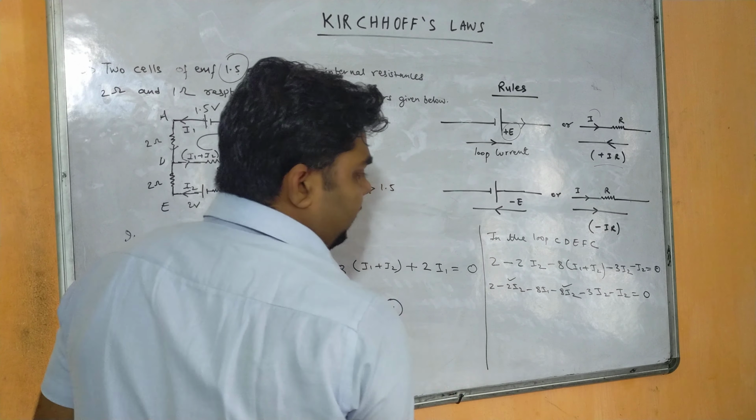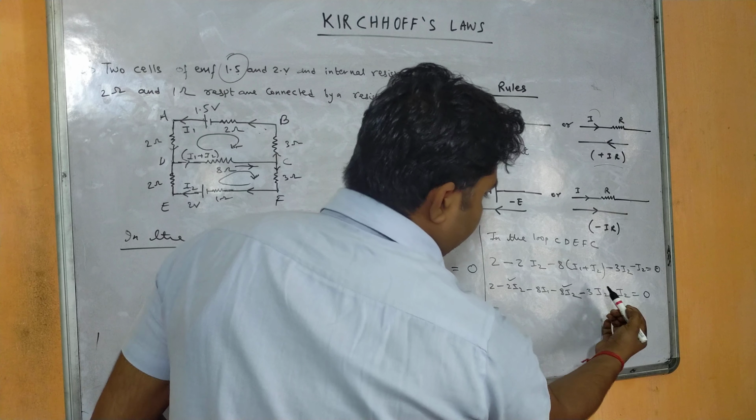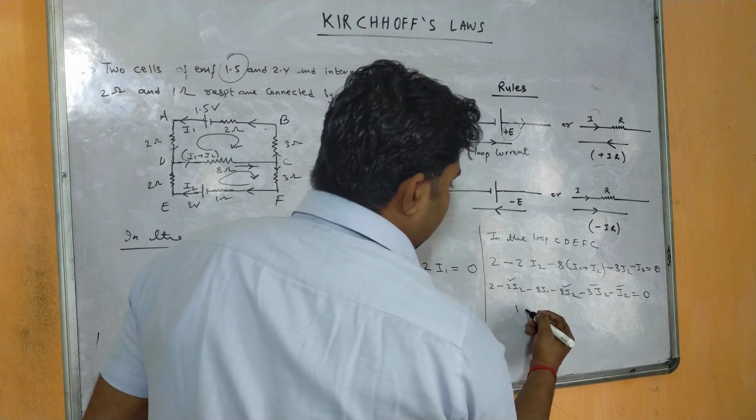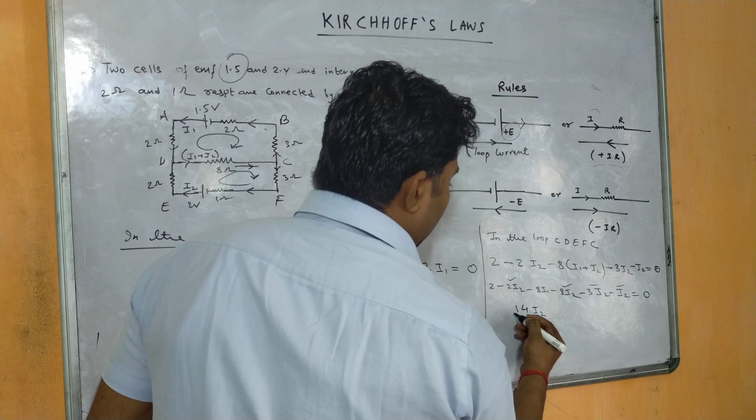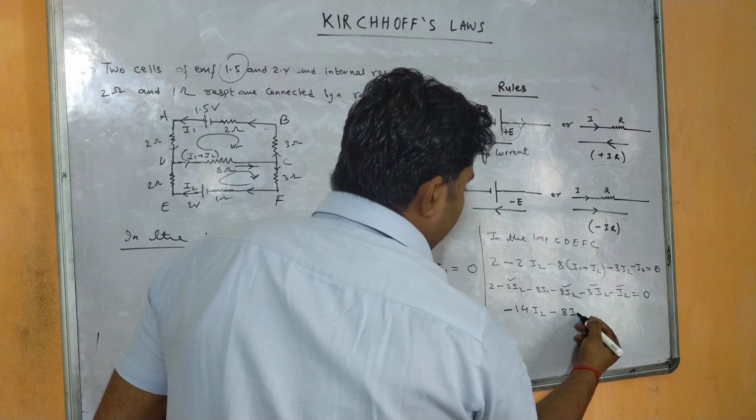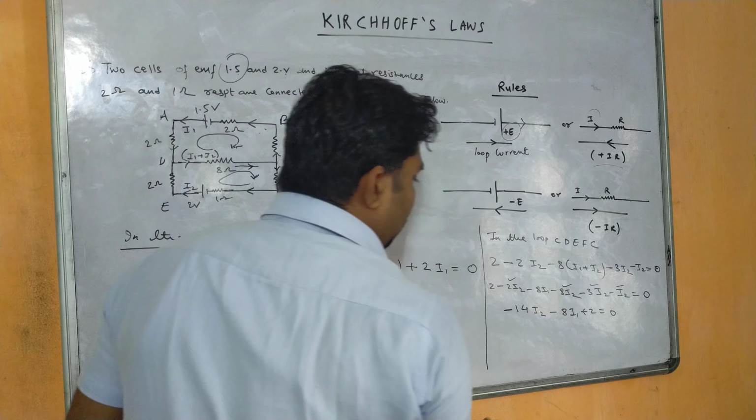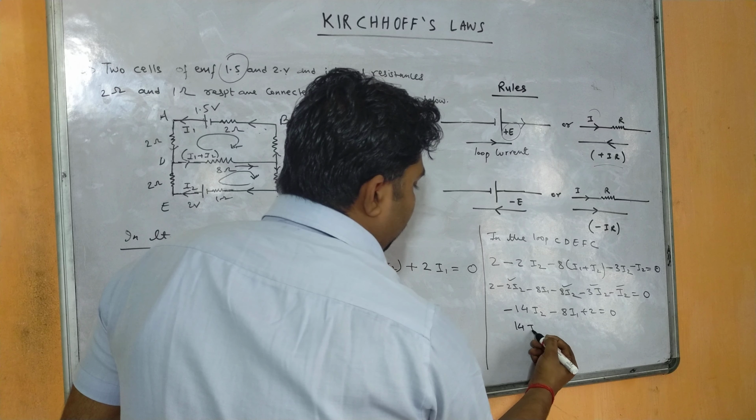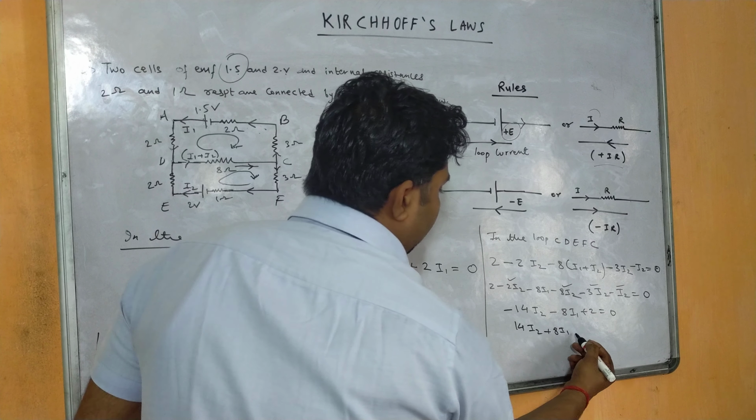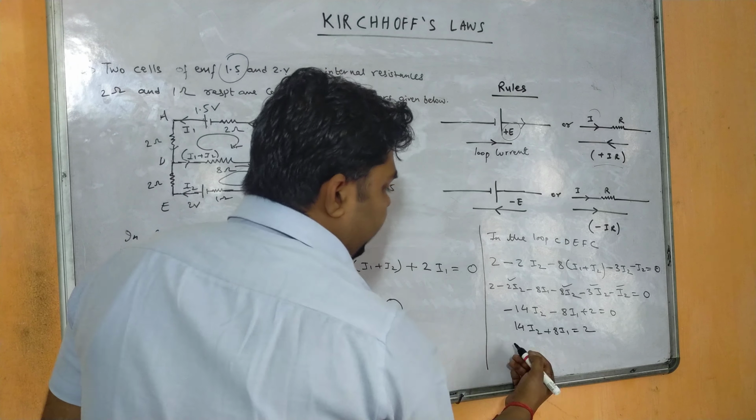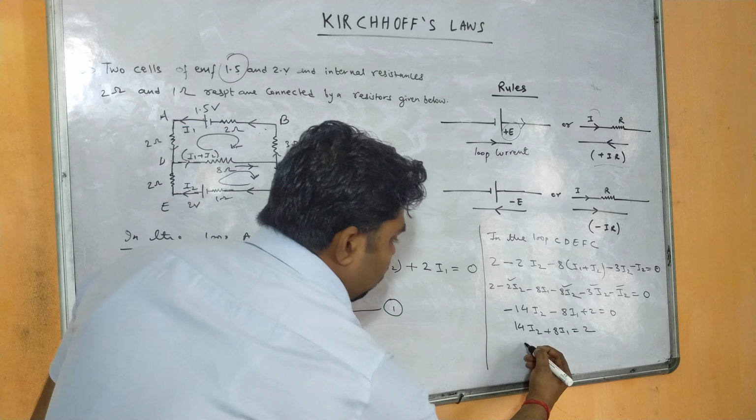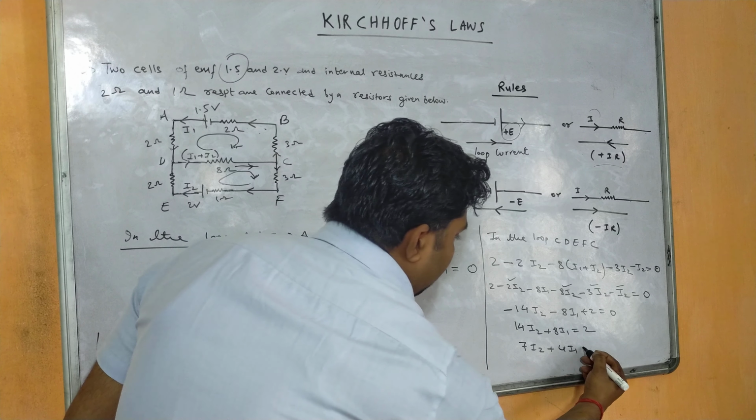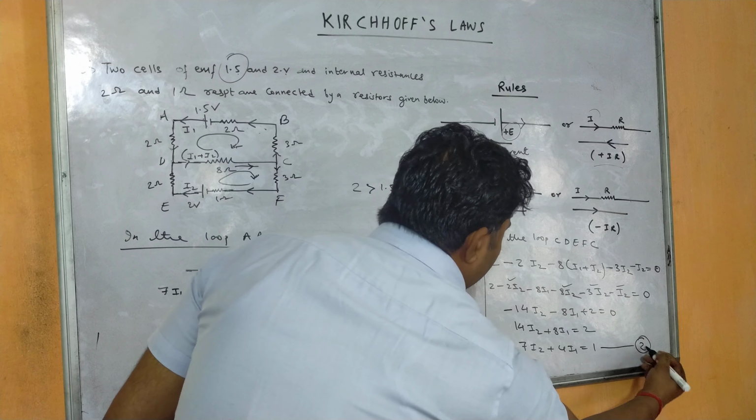So 2 plus 8 is 10, 10 plus 3 is 13, 13 plus 1 is 14, that is 14 I2 minus 8 I1 plus 2 equals 0. These two terms are both negative, so we take them to the other side, and we get 14 I2 plus 8 I1 equals 2. We can take 2 common from this equation, so we get 7 I2 plus 4 I1 equals 1. So this is equation number 2.